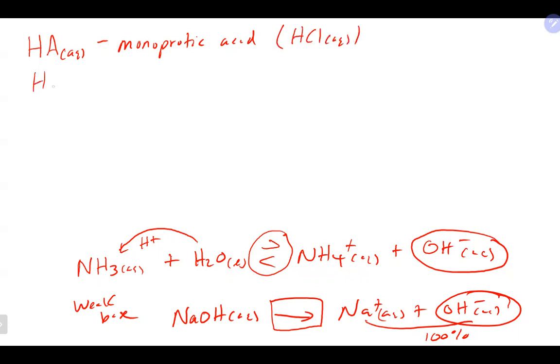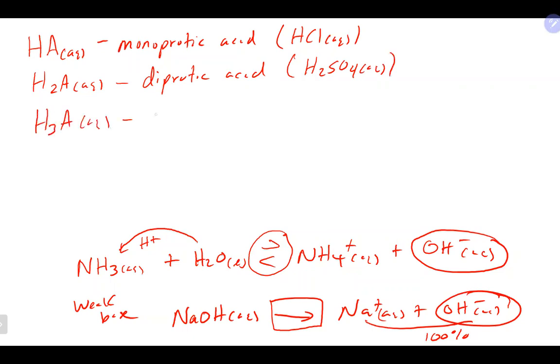You could also have a generic formula for an acid that's H2A, and that is what is sometimes referred to as a diprotic acid. That obviously has two hydrogens that it's able to give away. A real life example of that would be something like sulfuric acid. And you could also have something like H3A, which is sometimes referred to as a triprotic acid. It has three hydrogens that it could give away. H3PO4, phosphoric acid, is an example of that.